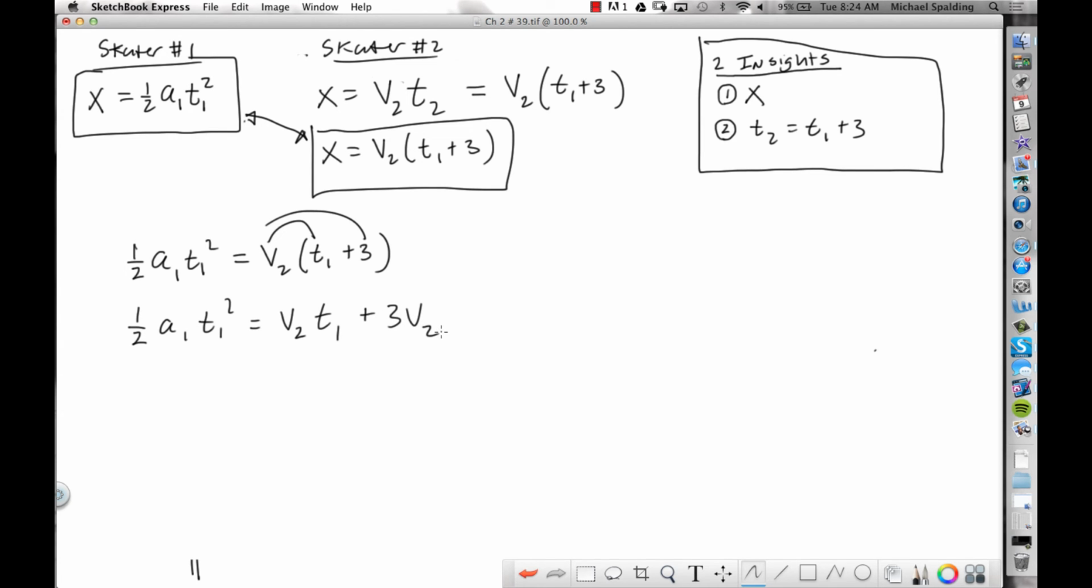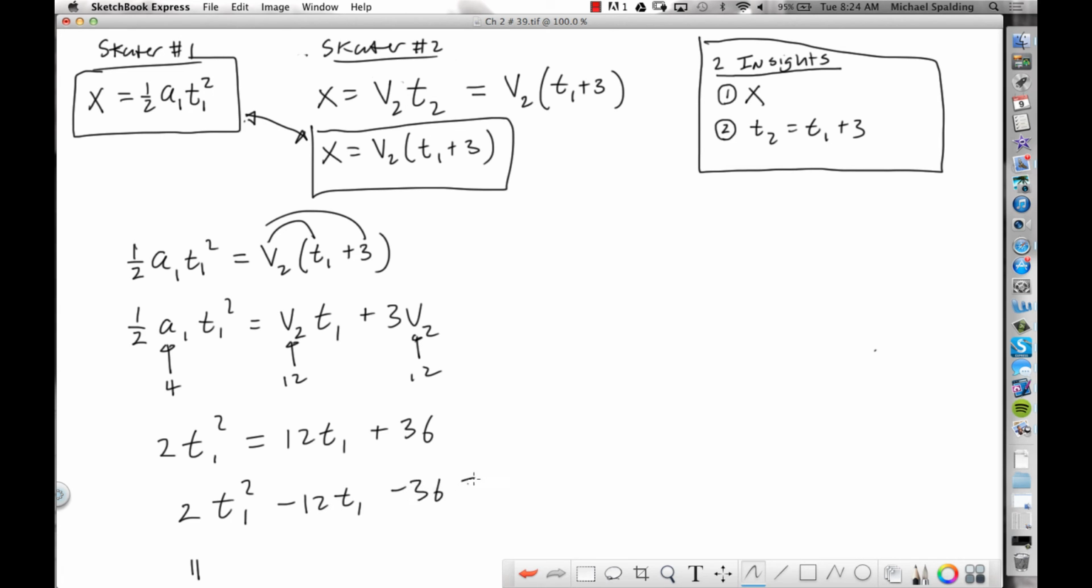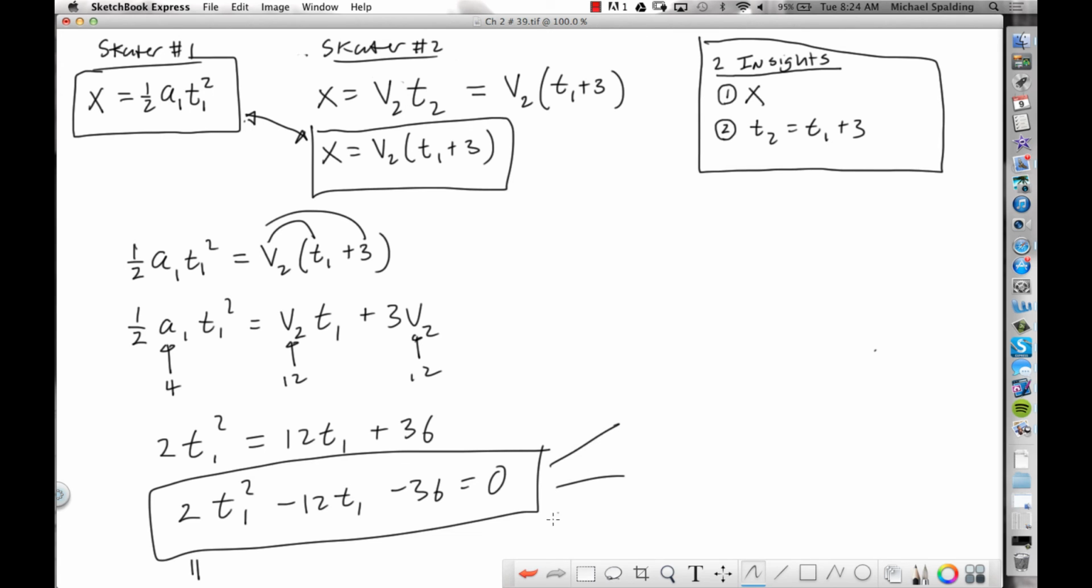Now I would say plug the numbers in. a1 is 4, and v2 was 12. So what we end up getting is 1/2 times 4, so we get 2 t1 squared equals 12 t1 plus 36. Rearranging this: 2 t1 squared minus 12 t1 minus 36 equals 0. Uh-oh, we got a quadratic.